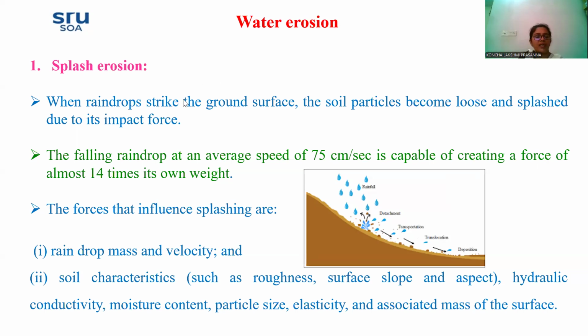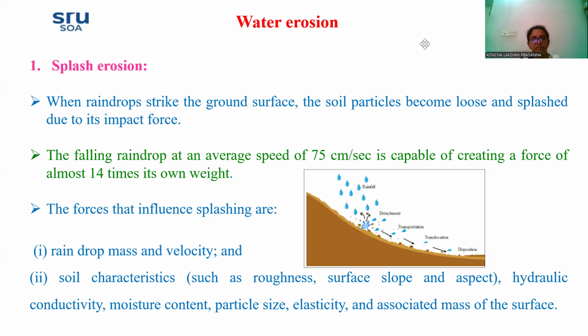So first we'll see this one by one, that is splash erosion. Splash erosion occurs when raindrops strike the ground surface, the soil particles become loose and splash due to the impact of raindrops. The raindrops falling on the surface, if the intensity of that particular raindrop is at 75 centimeters per second, is capable of creating a force of almost 14 times its own weight.